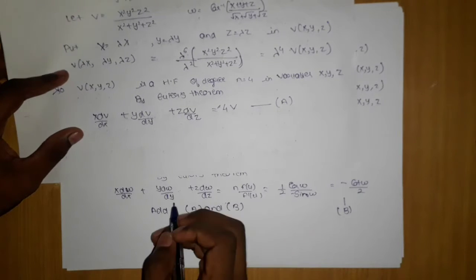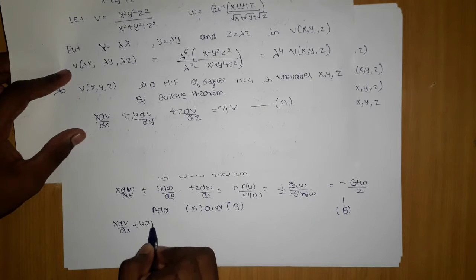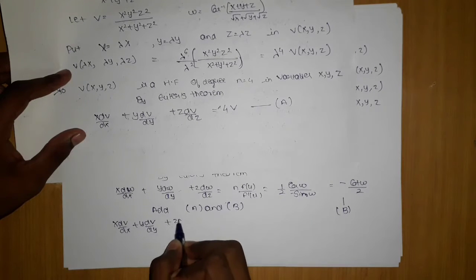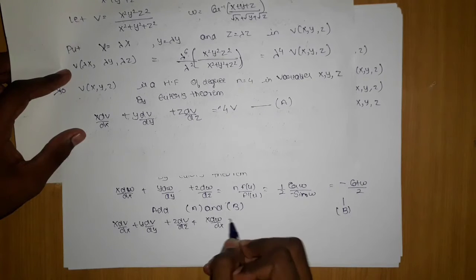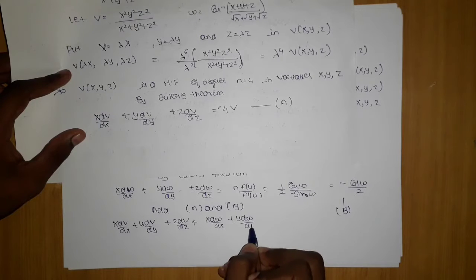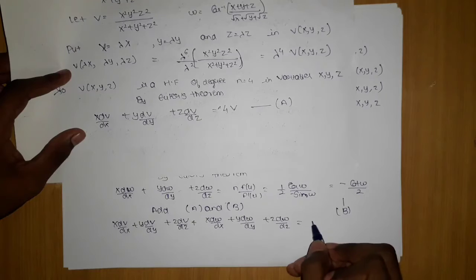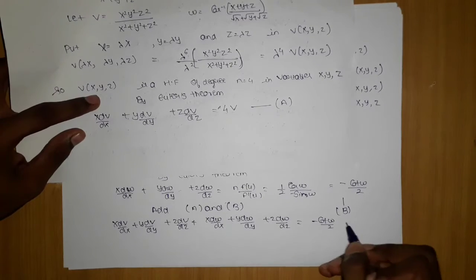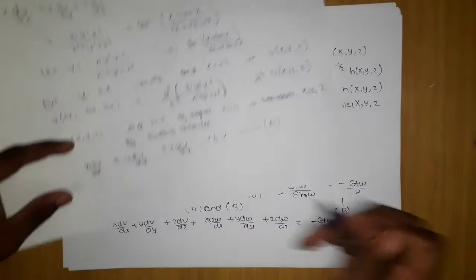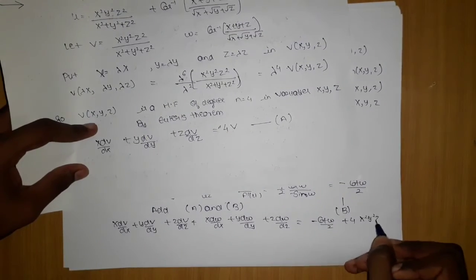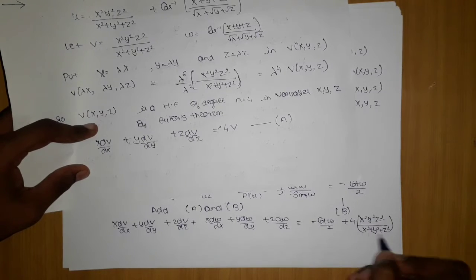So finally you are going to get x ∂v/∂x + y ∂v/∂y + z ∂v/∂z + x ∂w/∂x + y ∂w/∂y + z ∂w/∂z will be equal to minus cot w by 2 plus 4 into what? 4 into what thing it will be? It will be x square y square z square the whole upon x square y square plus z square. So we got this.